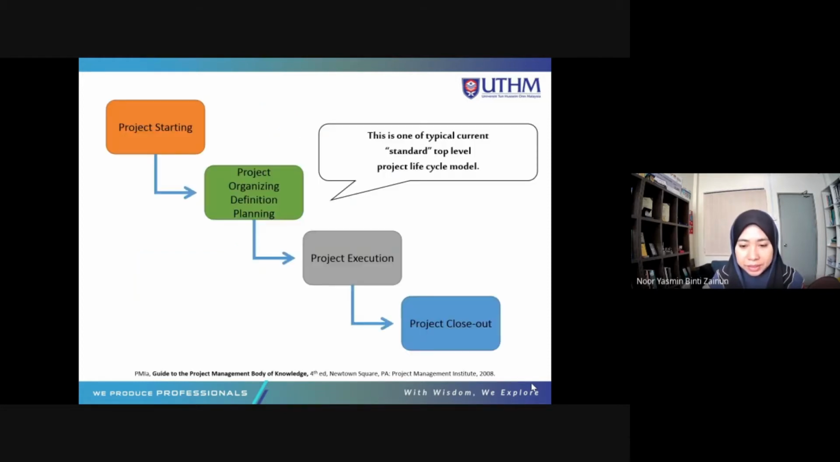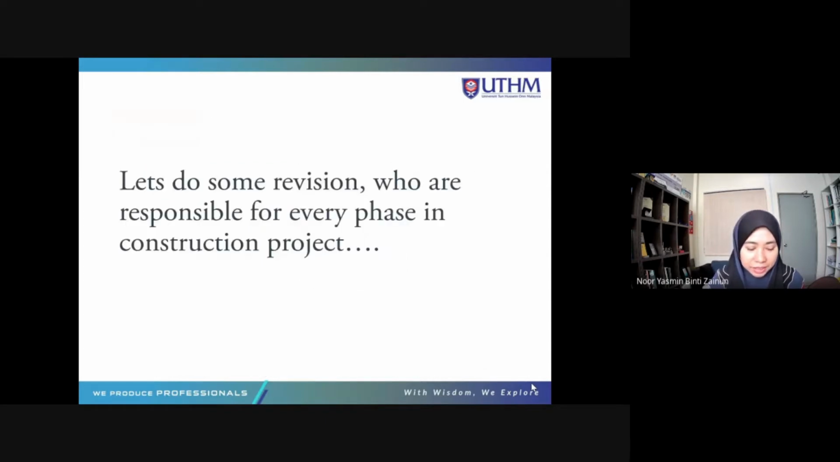integration. Okay, so this is actually the typical current standard of top level project life cycle model, which starts with project starting, project organizing, definition, planning, project execution, and project close out. Okay, so let's do some revision. Who are responsible for every phase in construction project?